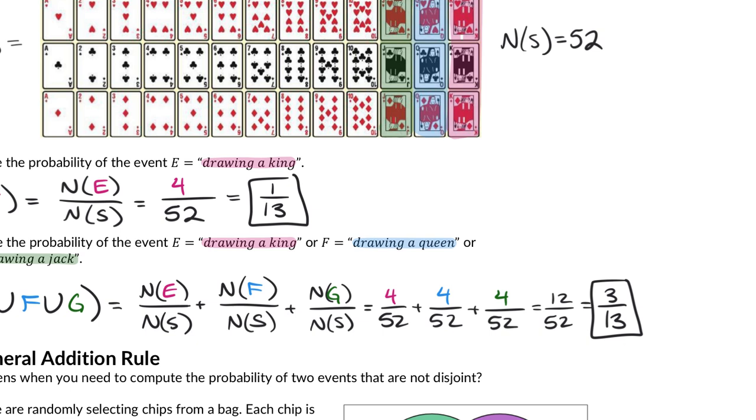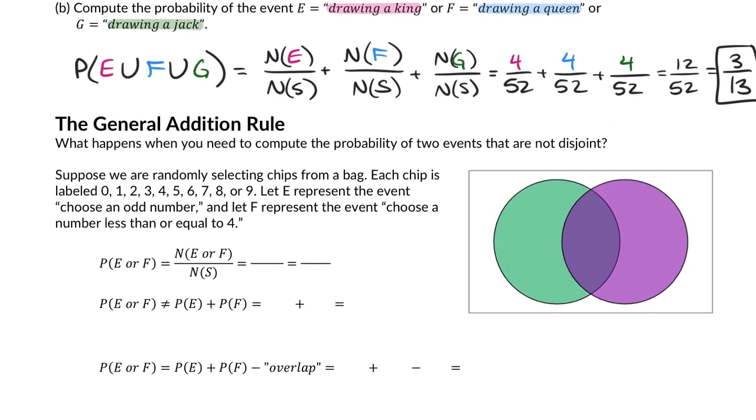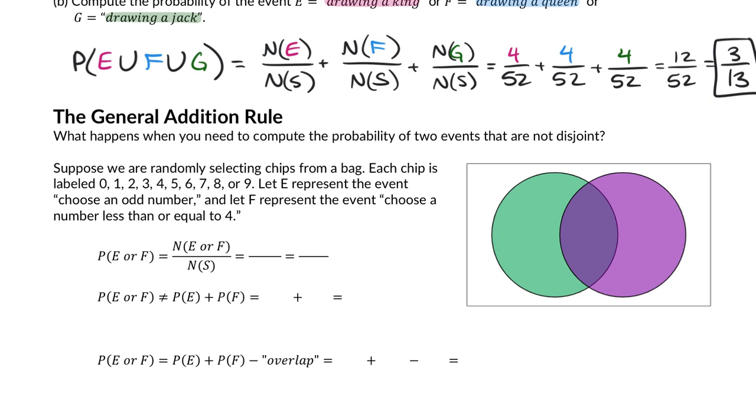But what happens if we're trying to find the probability of something occurring where the events are not disjoint? We're going to use what's called the general addition rule to make this happen. This time, unlike the Venn diagram from before, where the two circles were not overlapping at all, there's going to be some items in common. So let's label this as event E, and this one event F.